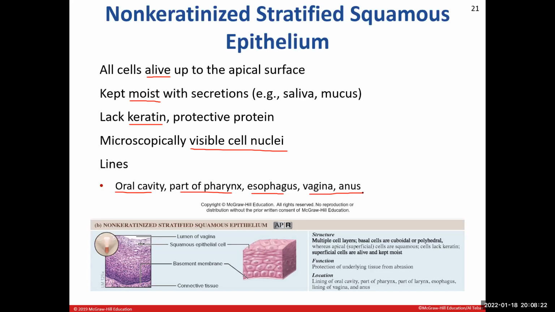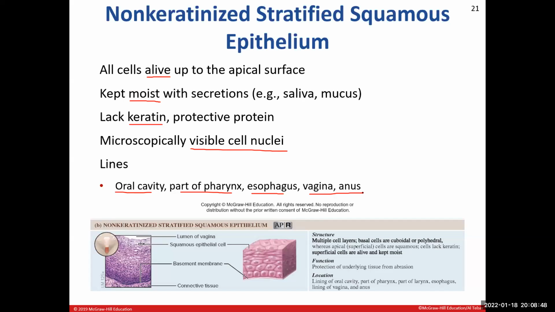Because, remember what I said, we are going to see this type of epithelium in areas that undergo mechanical stress. When feces are leaving the digestive system through the anus, that's a type of mechanical stress. So those cells get sloughed off. Same thing with the vagina. When you are having childbirth, that's a mechanical stress. When the baby is leaving through the birth canal, we're going to be sloughing some cells off.